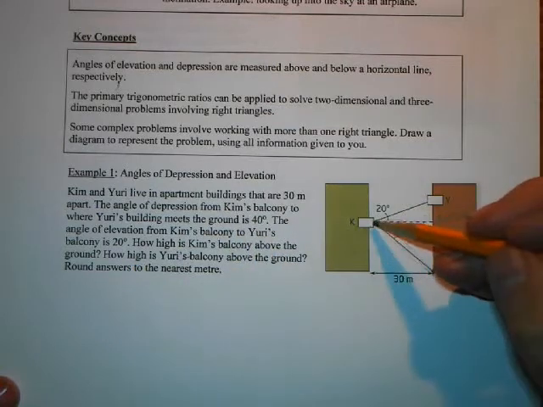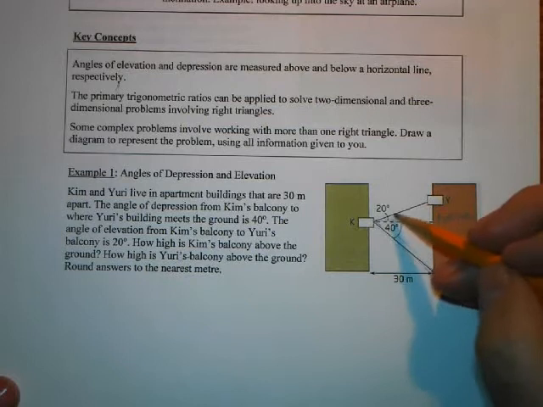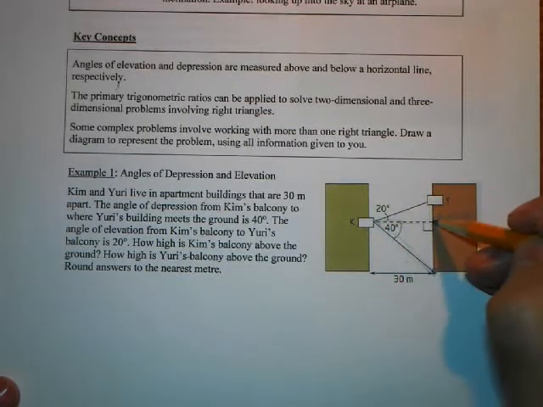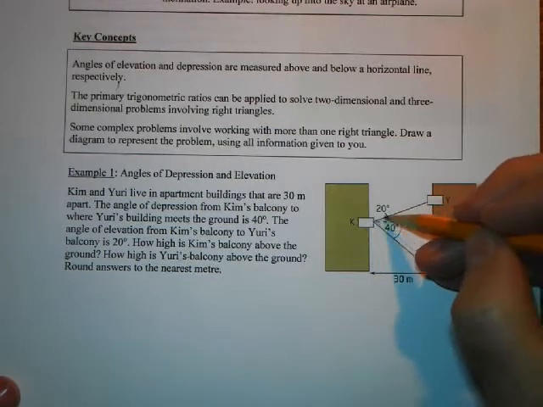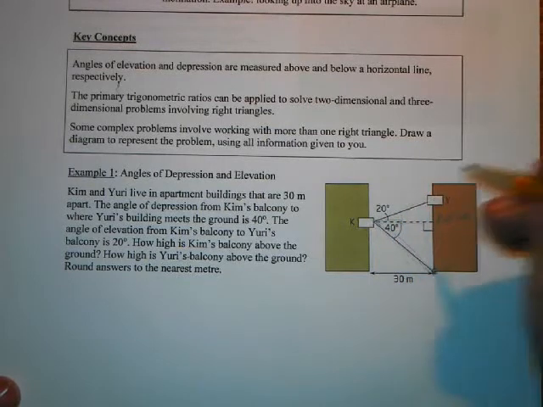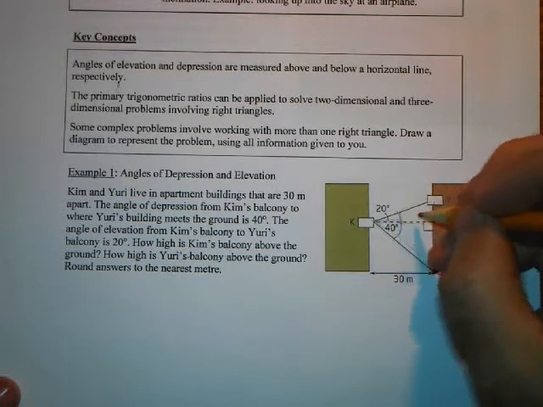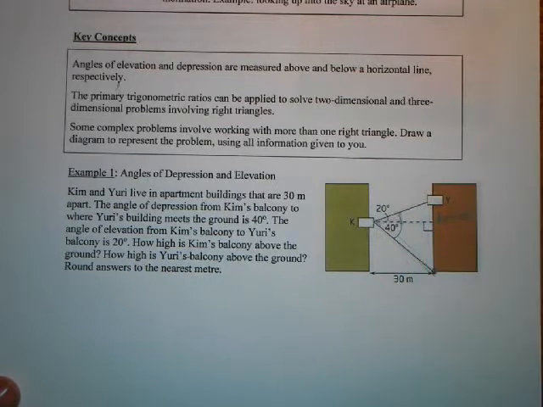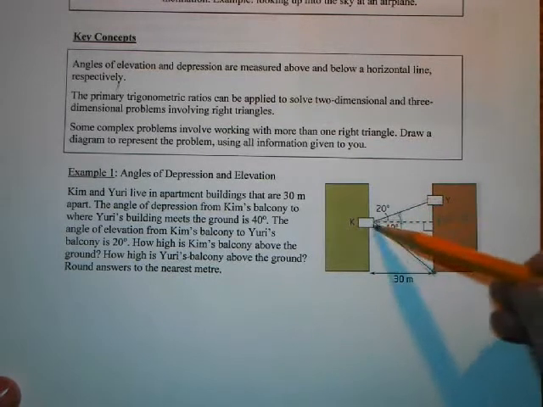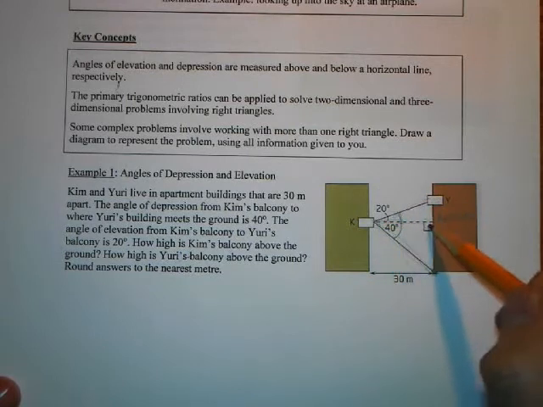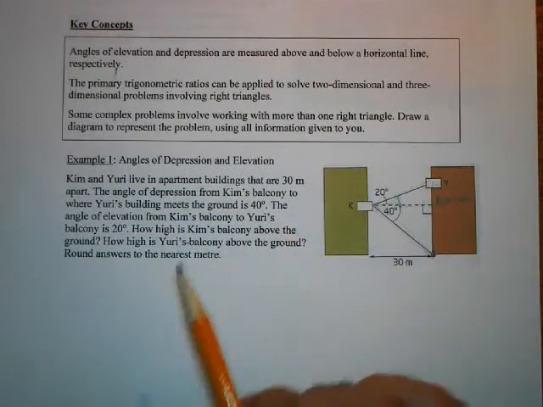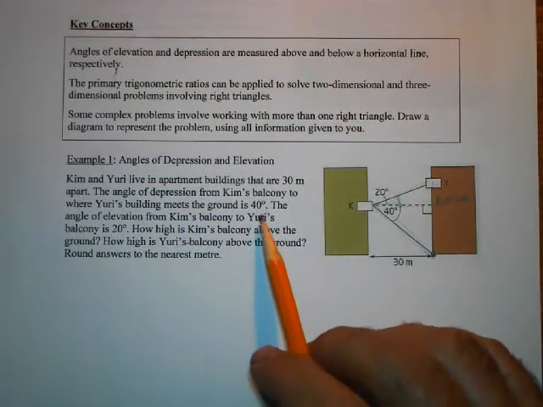Okay, and then if Kim looks up to Yuri's balcony, again you have the same thing as with the seagull I just talked about. You start from the horizon line and you go up to that line of vision to Yuri's balcony. So in this case, that's the 20 degrees inside here. When you look at this, it sort of looks like one triangle, but we're actually going to break it down into these two separate right-angled triangles. Okay, let's keep reading. I guess we don't even know what it's asking yet.